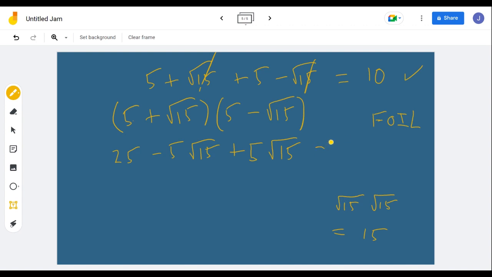So it's minus 15. Well, 5 of these minus 5 of those are like terms because the square root of 15 and the square root of 15 are exactly the same. We're left with 25 minus 15. And what's 25 minus 15? It's 10. So that checks out as well.